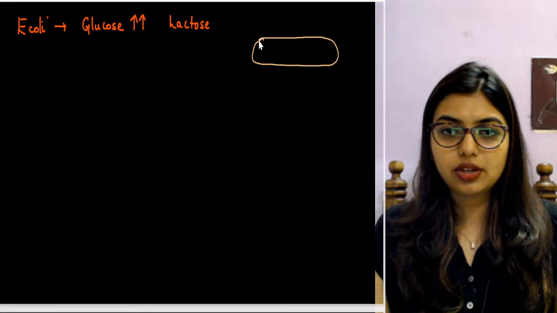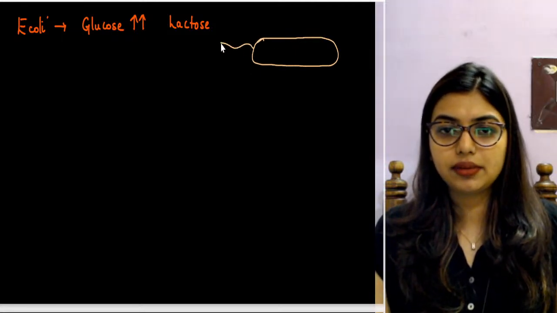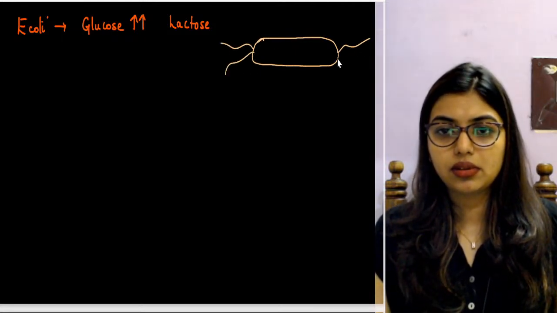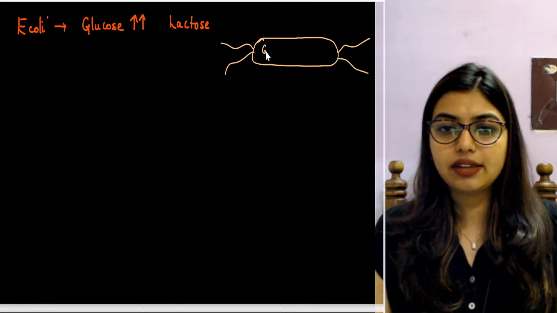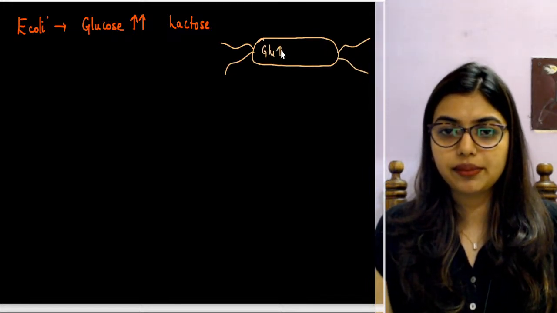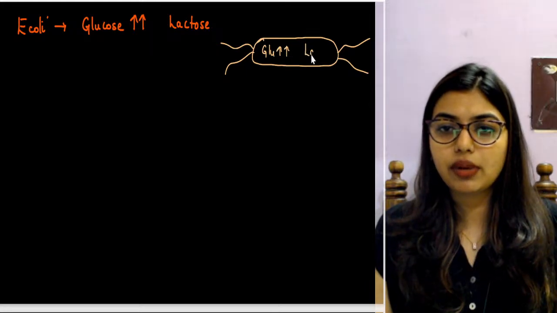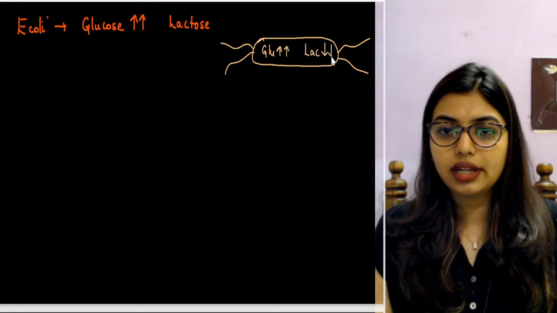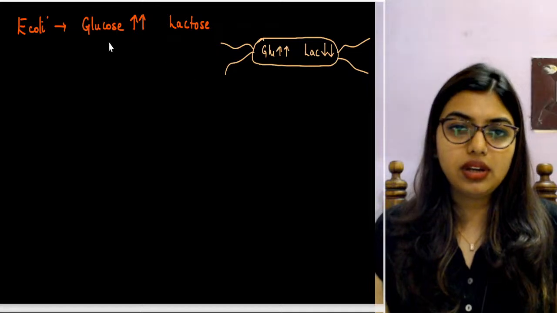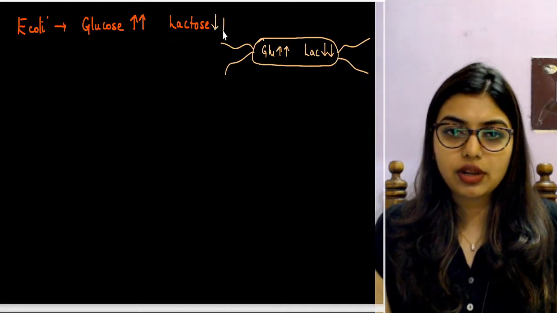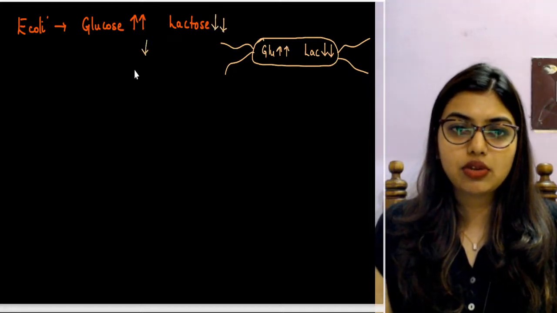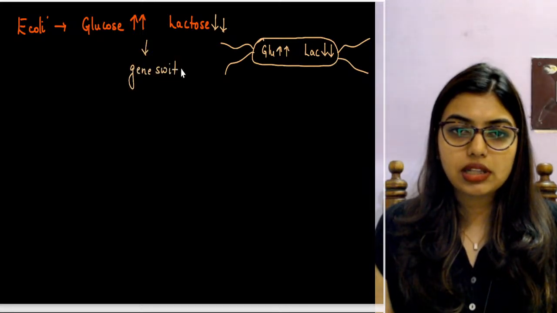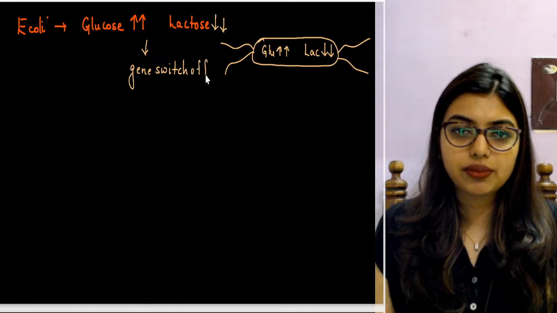So this is your E. coli. Now this E. coli has enough glucose in the body. It will not require lactose. It does not want lactose. So here, when lactose is not at all required, what is going to happen? E. coli will decide that let the gene get switched off.